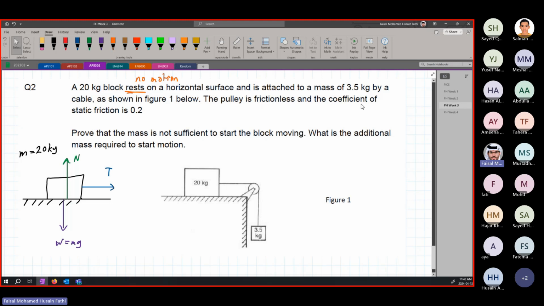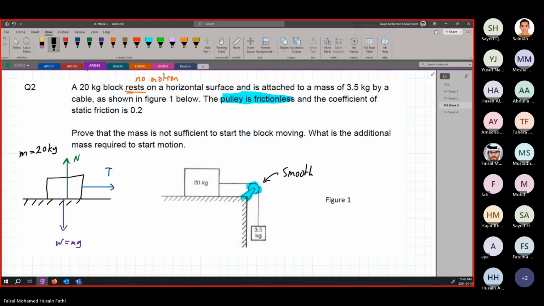The pulley is frictionless and the coefficient of static friction is 0.2. Now, when they say the pulley is frictionless, it means there is no static friction between the pulley and the wire. That's what they mean. That means here, this is smooth, as if all the tension is equal between this line and this line. There's no friction force slowing down all of this. So this pulley is super smooth.